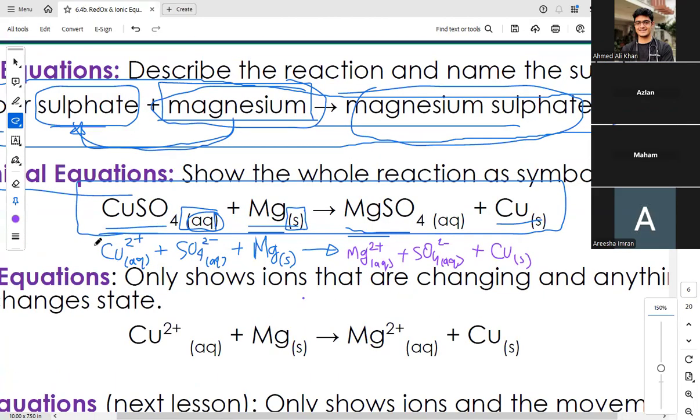Now we have this chemical equation. You guys can see this. We have split up every ionic compound and broken them down into ions. The next step is to cancel out the common ions on the product side and the reactant side. That's how you form an ionic equation. So, copper 2 plus aqueous ions, do you see them on the product side?